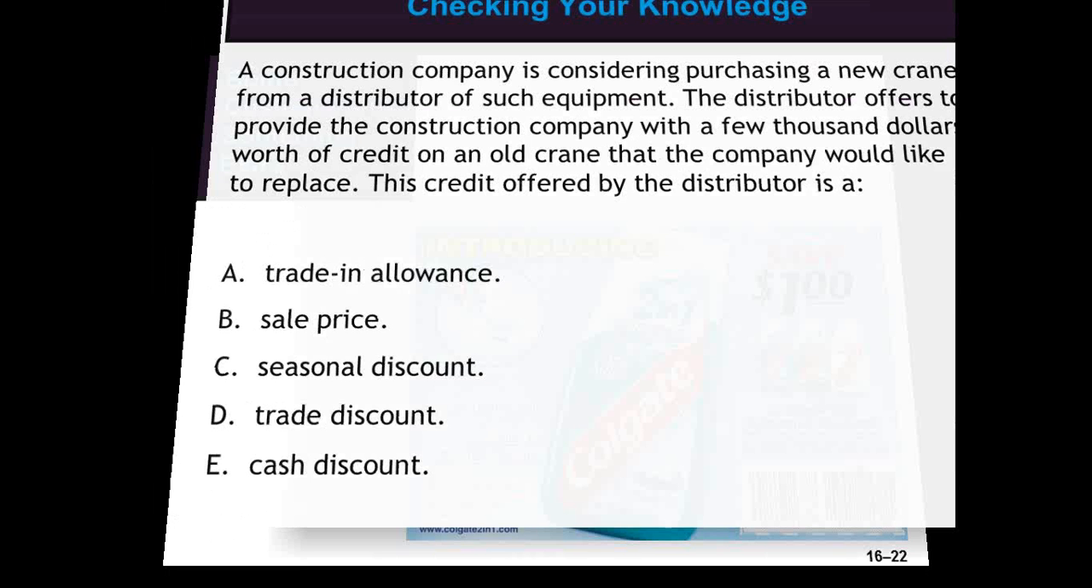Many firms offer discounts through coupons. So here we see Colgate is offering $1 off the 2-in-1 toothpaste product. Rebates are refunds given to consumers after a purchase. These ensure that the final consumer actually receives the price reduction.